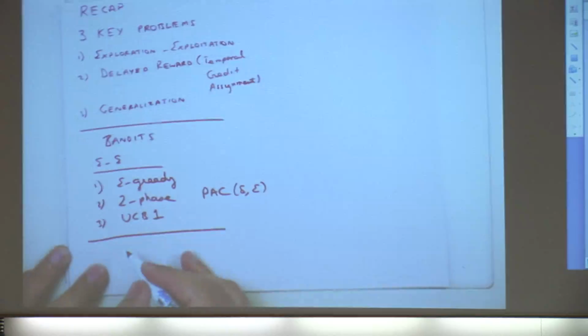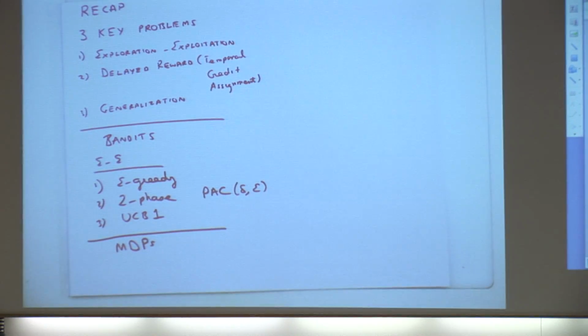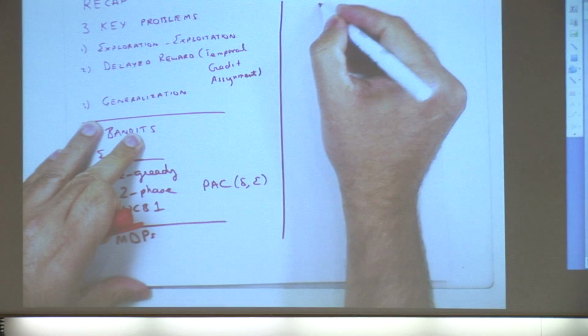And then we moved on to MDPs, where I talked about 2 problems, policy evaluation and optimal control. I finished policy evaluation and I was in the middle of optimal control, which is what I'll do today. So what do we do for policy evaluation? Again, there were 2 settings, the planning setting and the learning setting. The planning setting is where you have a model. So planning setting.